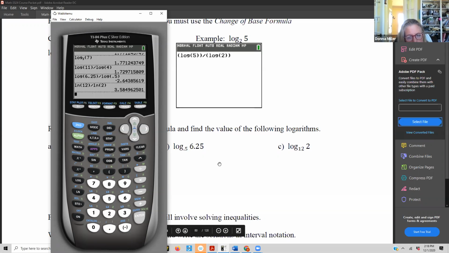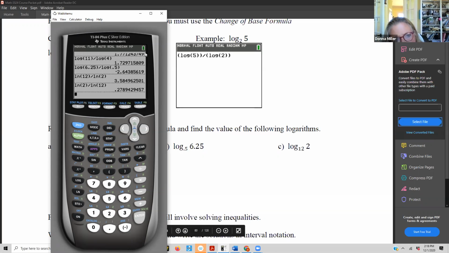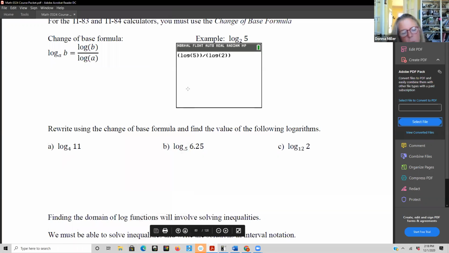It does matter that I do it in the right order. I put the big number on the top and the base on the bottom. I did that backwards. ln of 2 divided by the ln of 12. Base always goes on the bottom. I get 0.279. Okay, so you just want to be able to evaluate logs in your calculator. You're going to have to do that in both 1324 and 1325.